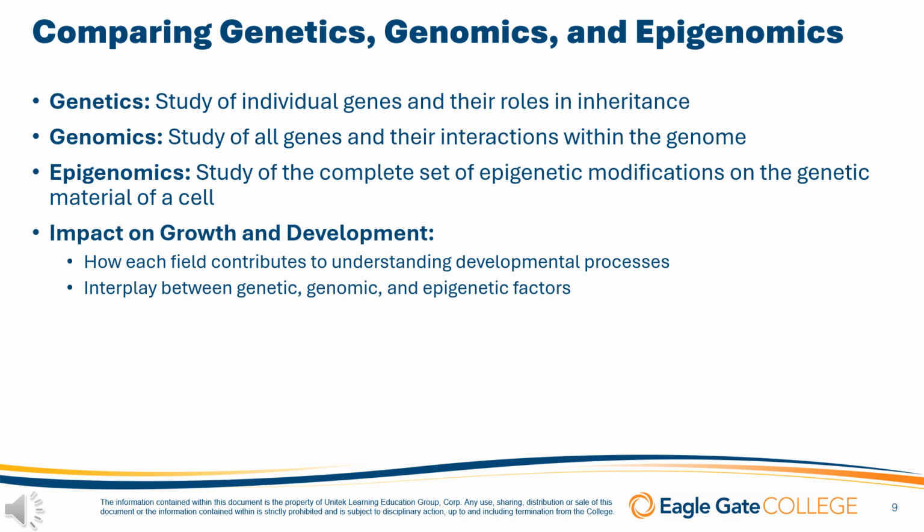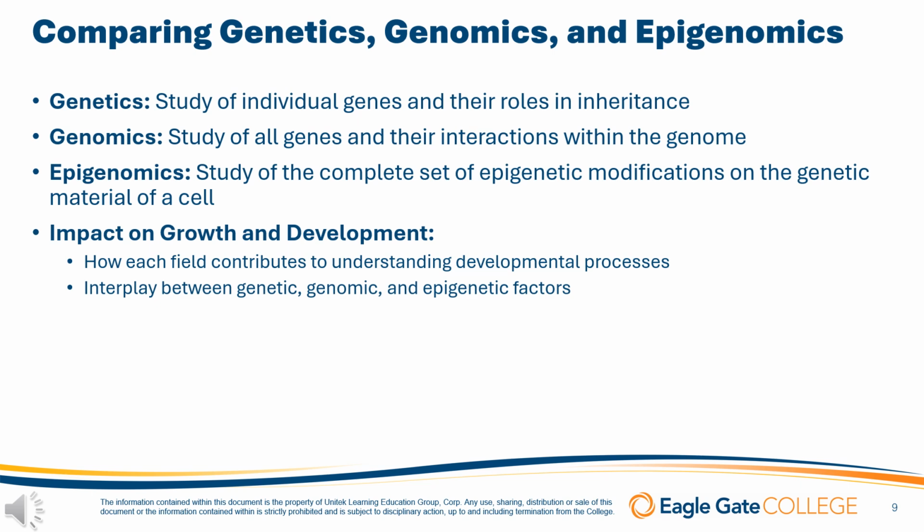Epigenomics focuses on the study of the complete set of epigenetic modifications that occur on the genetic material of a cell. These modifications can alter gene expression without changing the underlying DNA sequence. Epigenetic modifications include DNA methylation, histone modification, and non-coding RNA molecules. These changes can be influenced by environmental factors such as diet, stress, and toxins, and epigenetic modifications can be heritable and influence the development and health of the offspring.